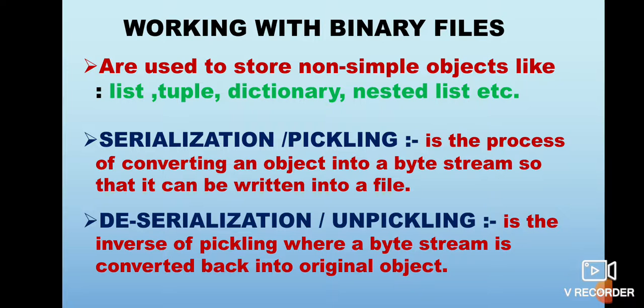Clear? Because the system will understand machine language and we will understand our language. So whenever data is being written on the file, it is written in machine language, and whenever data is being read from the file, it is converted into its original form so that we may understand it. So this is the meaning of serialization and deserialization, which are also called pickling and unpickling.